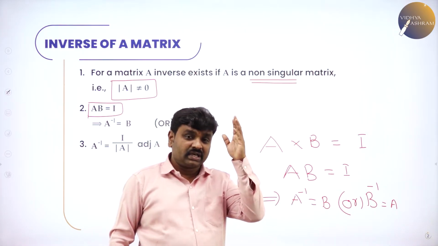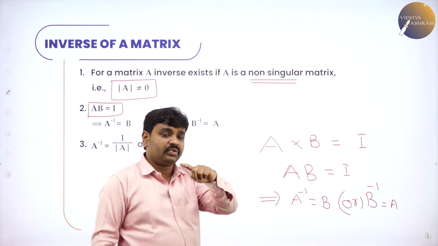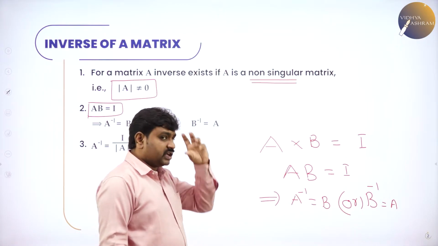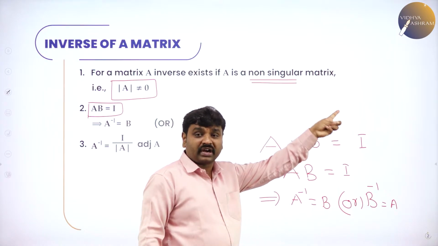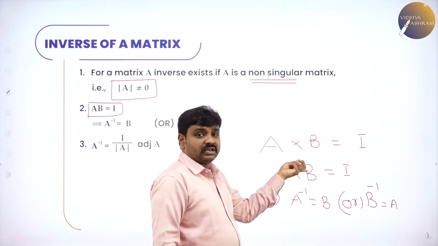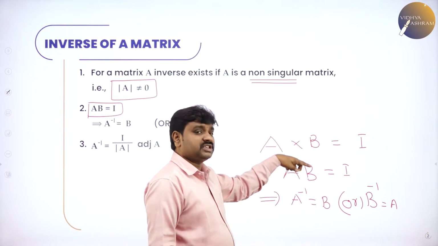That's what we studied in relations and functions. A star E should give you A. E is identity. So I is identity here. If matrix multiplied by inverse gives you identity, then each other we call them as inverse of each other. A is inverse of B and B is inverse of A.